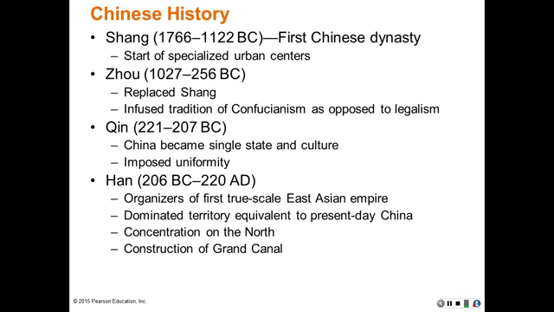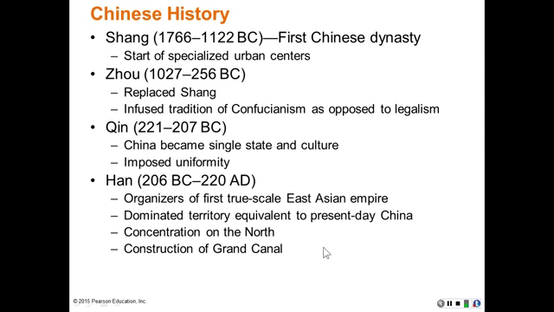And the Han dynasty from 206 BC to 220 AD. This was the organizers of the first true-scale East Asian Empire, dominated territory equivalent to present-day China. It was concentrated in the north.